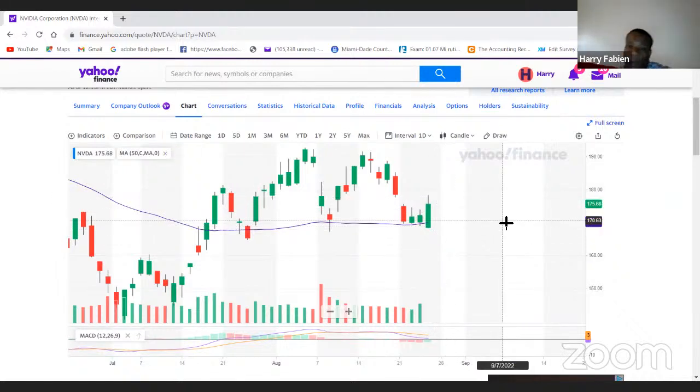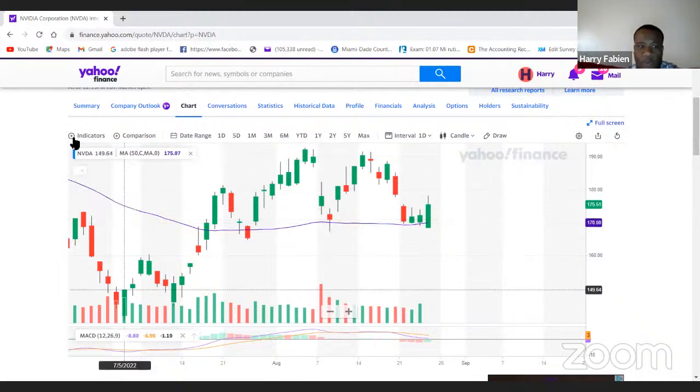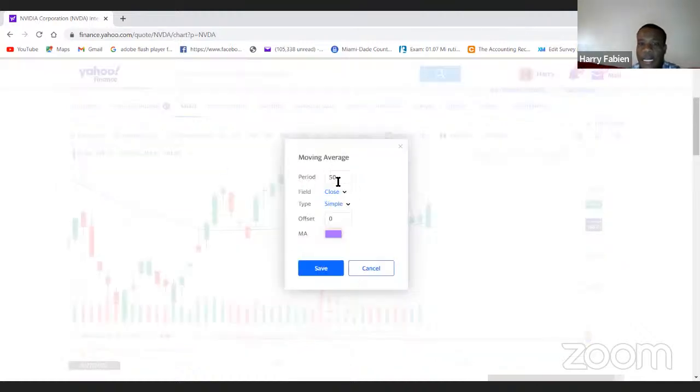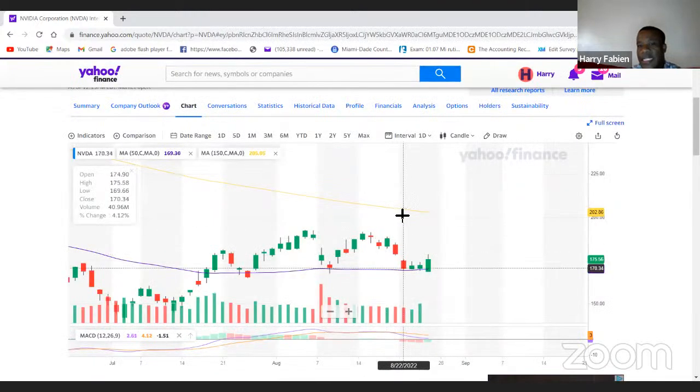So that's the way. And if you put your 50 moving average, now you want to put on the 150. On the moving average, it already has 50, so just put 150. Since the 50 is already blue, you don't leave it the same, you put a different color so you can make it different. You click on the color, you put yellow. You see? That's the 150 moving average at the top here.